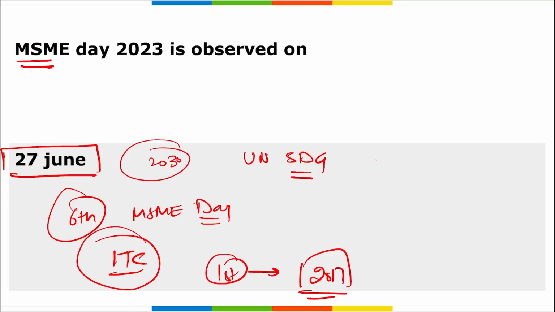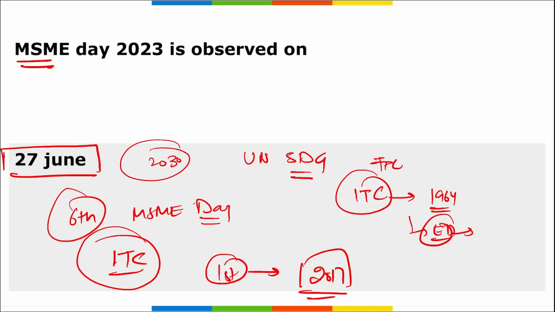Right? If we talk about ITC, that is your International Trade Centre, it was founded in 1964. The Executive Director here is Pamela Coke-Hamilton, and the headquarters is in Geneva, Switzerland.